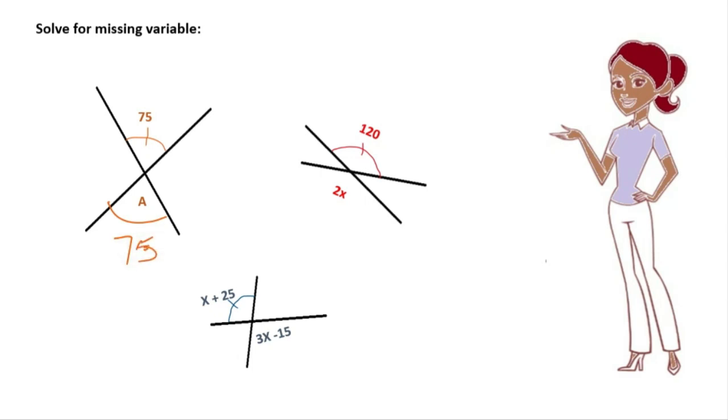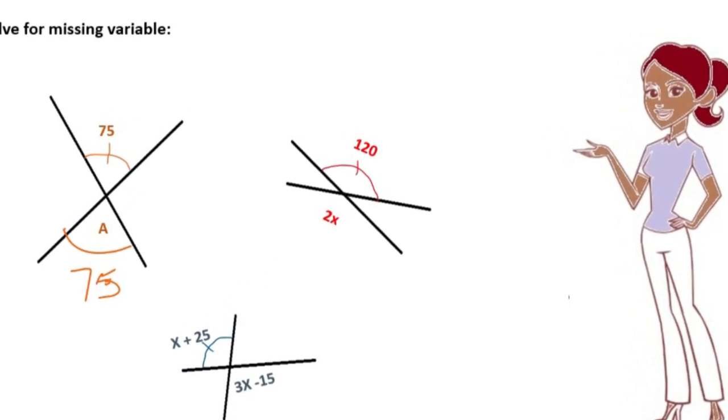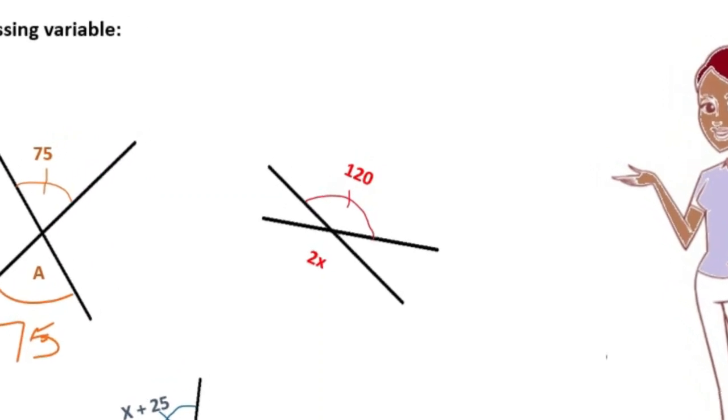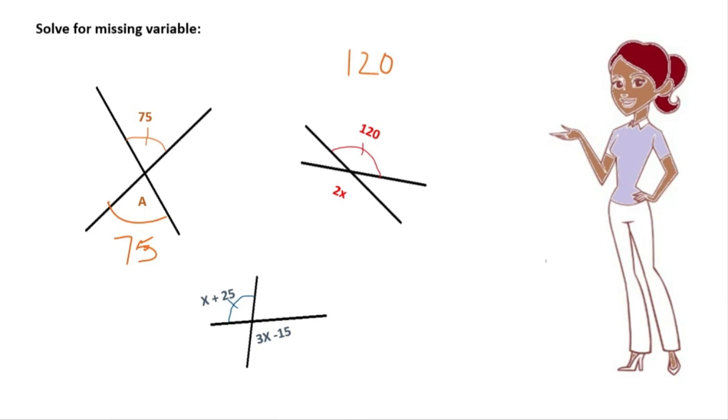This next problem, we have 120 is the angle and opposite of it is 2x. So we just set those two equal to each other since they're equivalent, they're congruent. So 120 equals 2x. So in order to get x by itself, we divide both sides by 2. X is equal to 60.